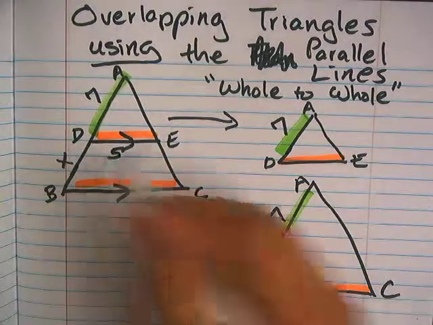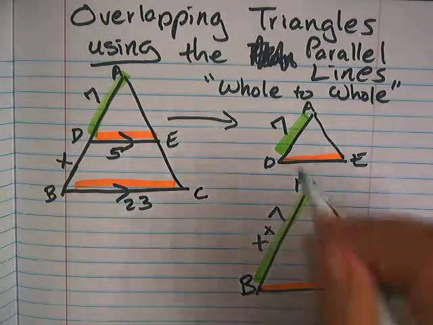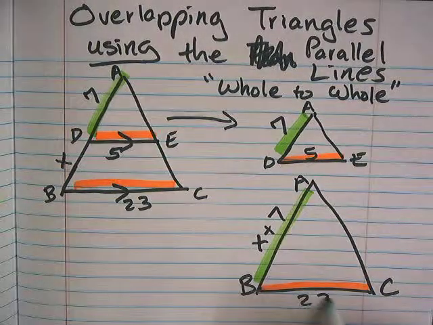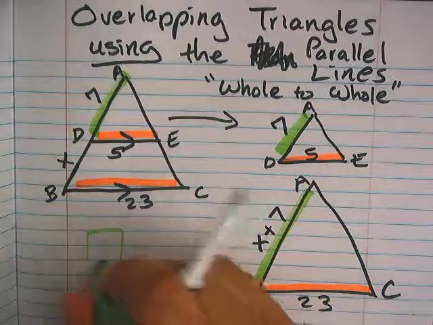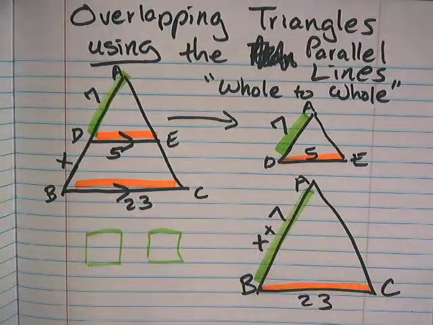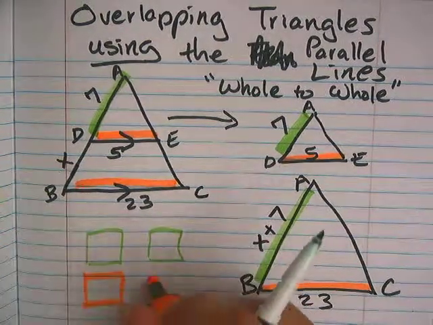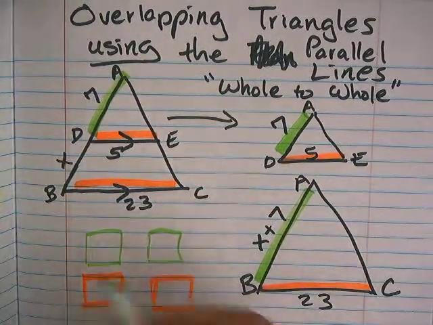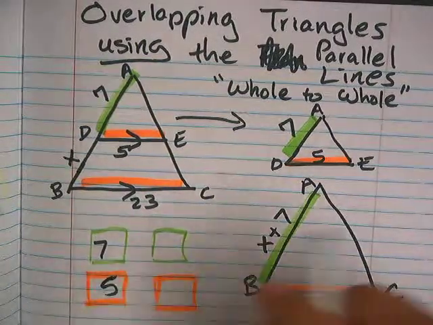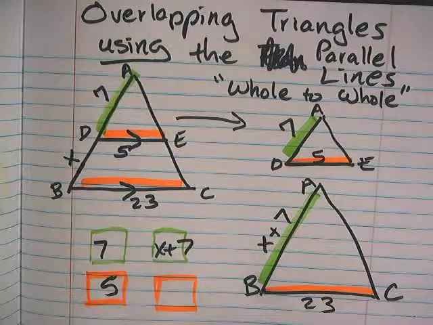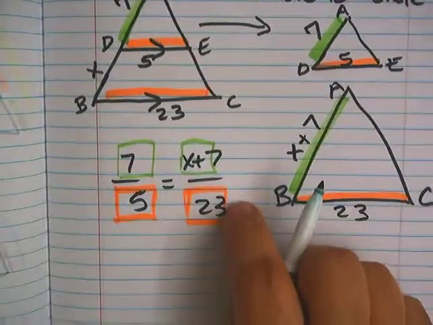So if I had two numbers down here, and I'm just going to make up numbers 5 and 23, it's not necessarily right, then I would put the 5 and the 23 here, set up my proportion using the redrawn whole triangles. Don't use part to part. You can't do that when the parallel lines are involved. All right? So it's 7 to 5, X plus 7 to 23.